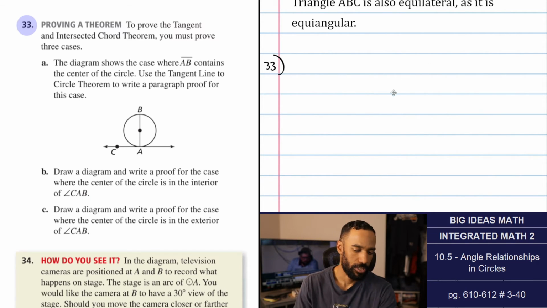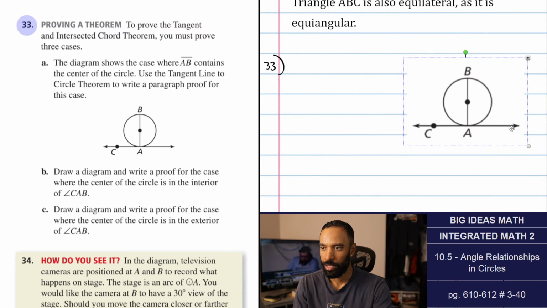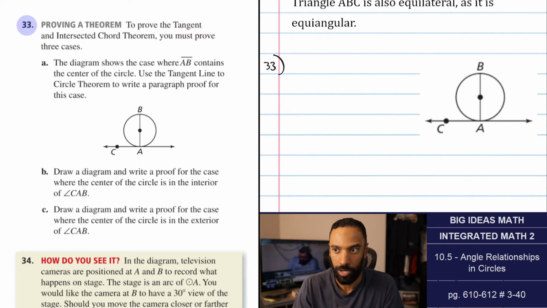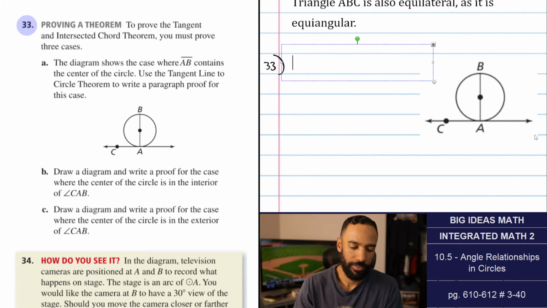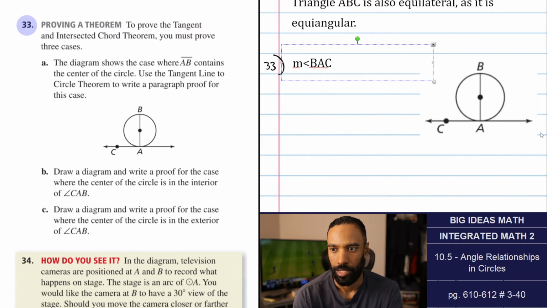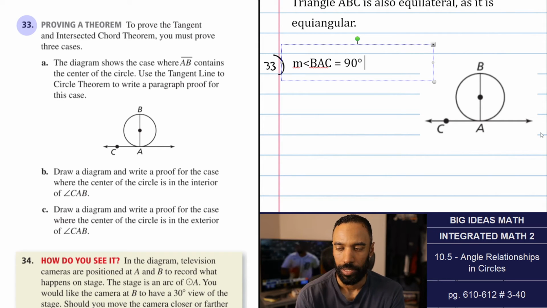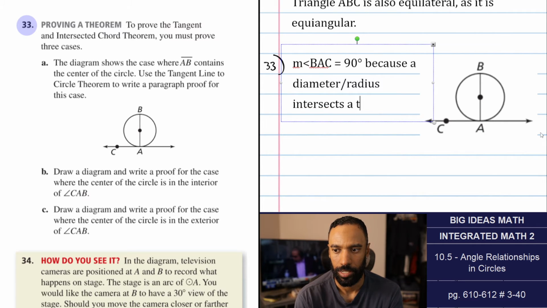Tangent line to circle. Well, there's going to be a 90-degree angle measure, but I don't know. I have to think of what this actual proof was. It says that it's half the measure of its intercepted arc. Okay, so I'll just state that measure of angle ABC, or BAC, is 90 degrees, because a diameter or radius intersects a tangent perpendicularly.